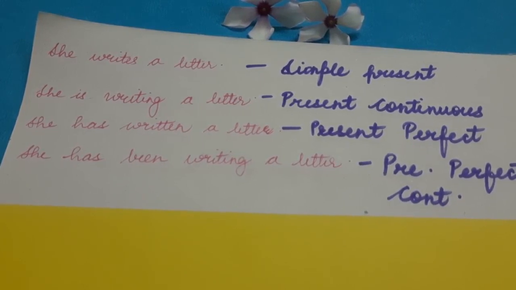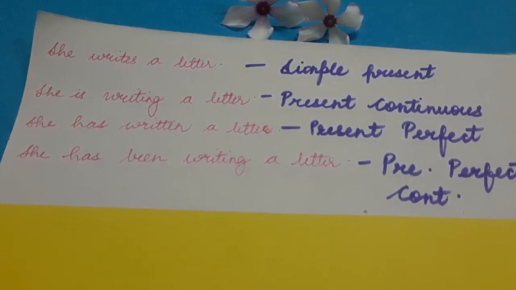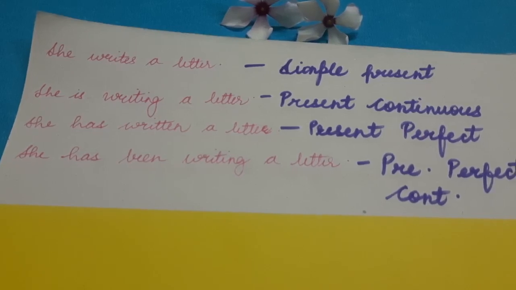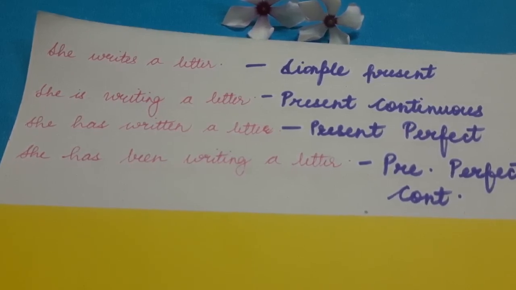When there is continuous, there will be the use of ing, with verbs like writing, working, speaking, or laughing. Because it is continuous, the action is continuing, that is why we have used ing. She is writing a letter. She has been writing a letter. Doesn't matter, it's present perfect continuous, but there is continuous, so there will be use of ing.